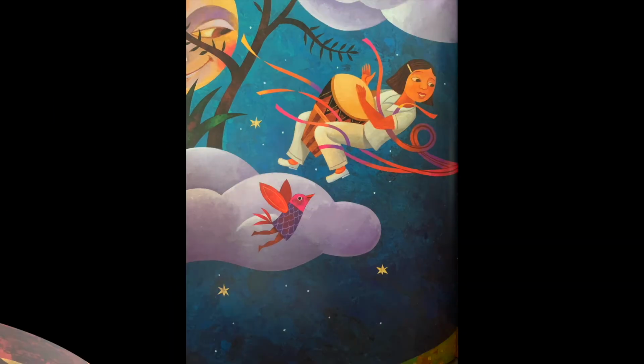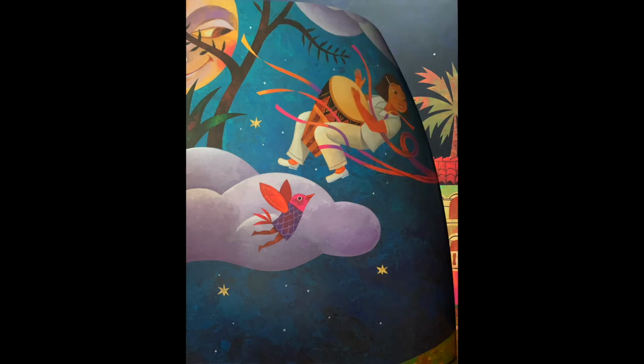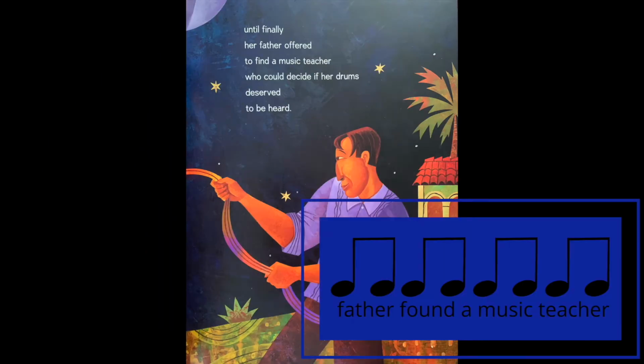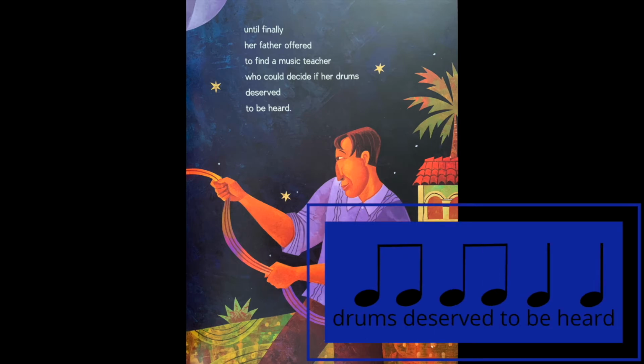Good work. Until finally, her father offered to find a music teacher who could decide if her drums deserved to be heard. Our first rhythm says, Father found a music teacher. Ready, go. Father found a music teacher. Then we have drums deserve to be heard. Ready, go. Drums deserve to be heard.